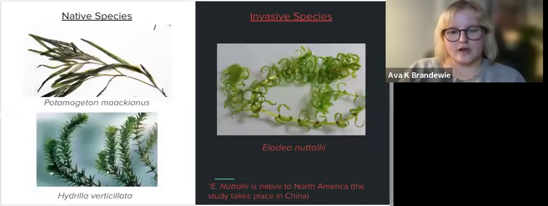And then here we have just a picture of the species that are going to be referred to throughout the study. So we have our native species, and then our one invasive.